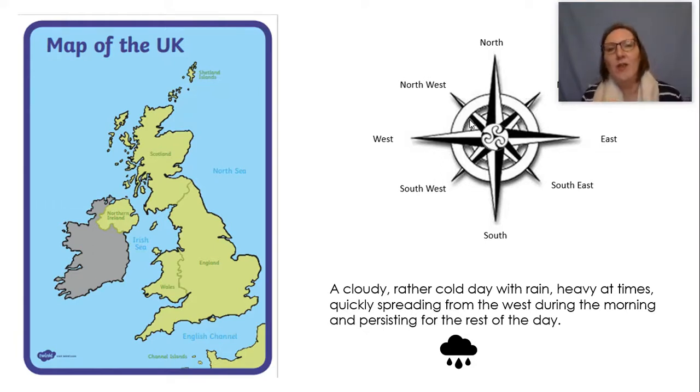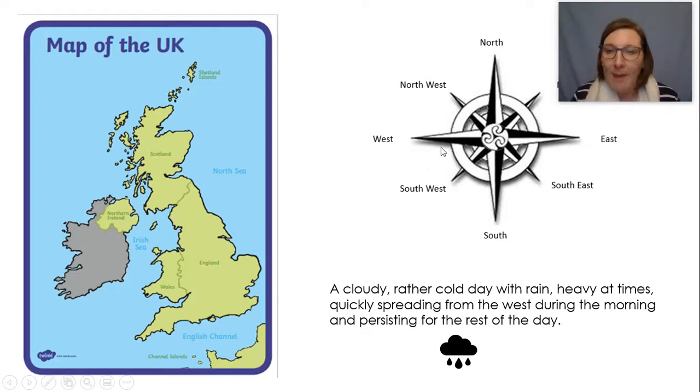So the first weather report I'm going to read is a cloudy, rather cold day with rain. And that's why I've picked this symbol, a cloudy rain symbol. And it's heavy rain at times, quickly spreading from the west during the morning and persisting for the rest of the day. Now, the word persisting means it's continual. It keeps going. When something is persistent, it doesn't stop. So a cloudy, rather cold day with rain, heavy at times, quickly spreading from the west.